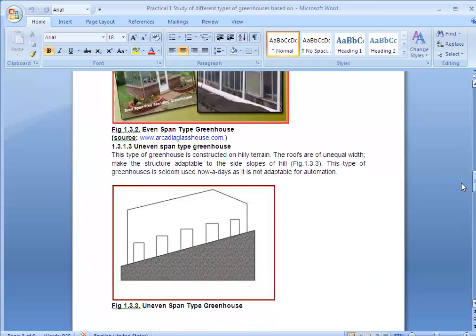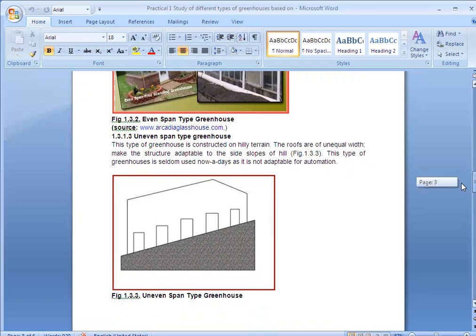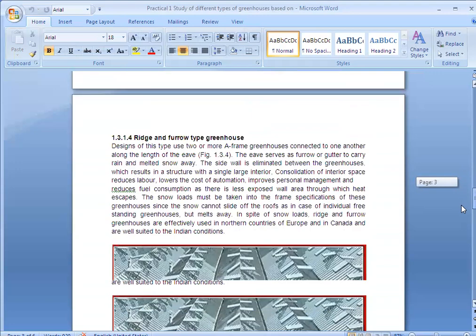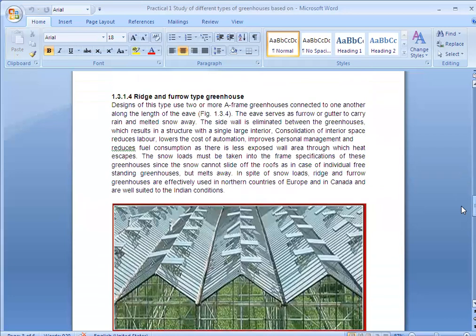And an uneven span type greenhouse. This type of greenhouse is constructed on hilly areas. The roofs are of unequal width, which makes the structure adaptable to the side slope of the hill. This type of greenhouse is seldom used nowadays as it is not adaptable for automation. This picture shows an uneven span type greenhouse. And ridge and furrow type greenhouse.